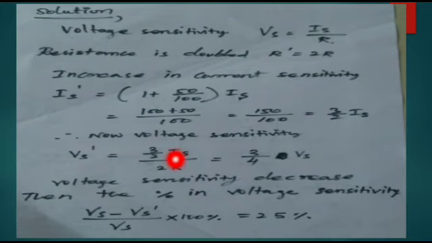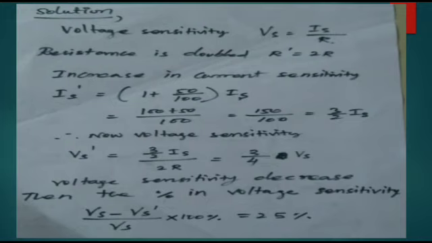Is dash is 3 by 2 Is divided by 2R, the resistance, which is equal to 3 by 4 Vs. So the voltage sensitivity decreases. If you are using this one, the voltage sensitivity decreases.